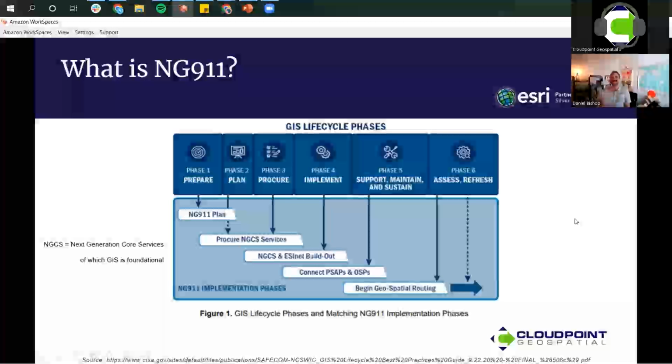Excellent. All right, everyone. Hey, my name is Daniel Bishop, and we're going to be talking about NG9-1-1 and CAD systems, CAD being computer-aided dispatch, not the drafting software. We're firmly within the world of 911 emergency response today. And as Bill was talking, we have a mouthful for the title of this talk.